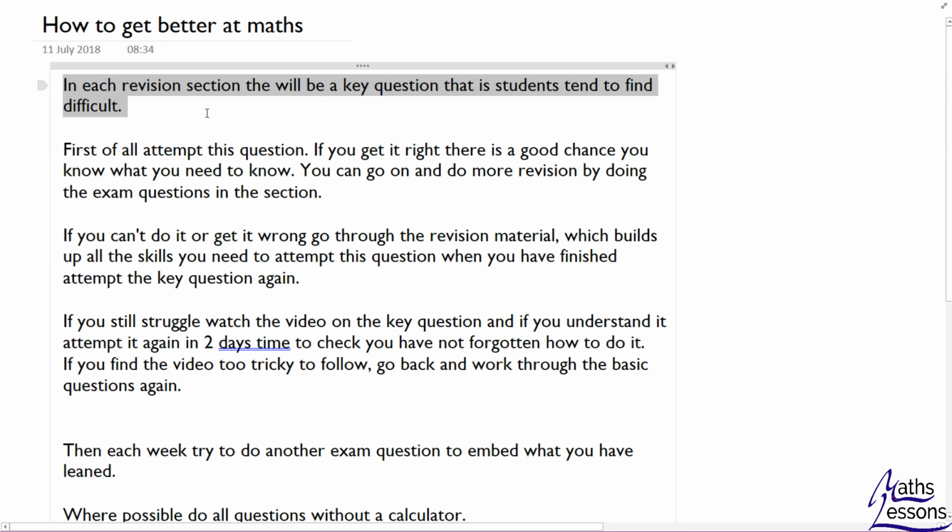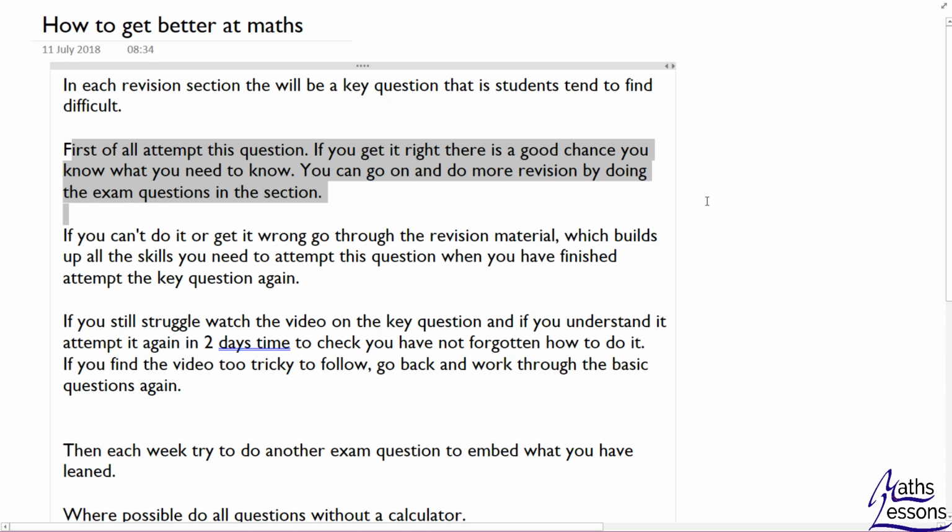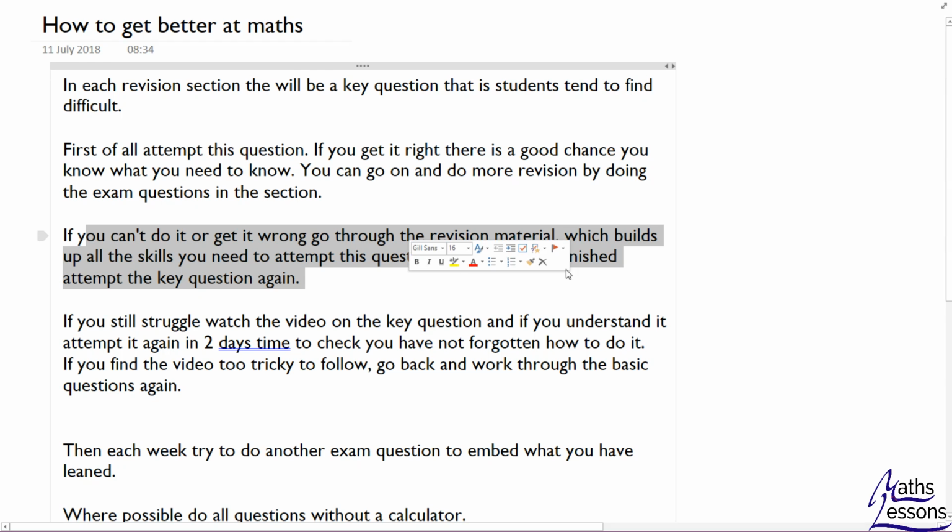Okay, so what I've done is I've looked at the key questions that students found difficult in the exam. Good idea to attempt that question going through this notebook, and then you can see if you actually understand all the material I'm going to do when I go through that lesson, and whether you can actually take shortcuts to revision. If you can't do it, go through the revision material. Okay, look at the videos, do the question. Now, I'll attach all my stream videos to the notebook, okay, so you can then go through the videos later.